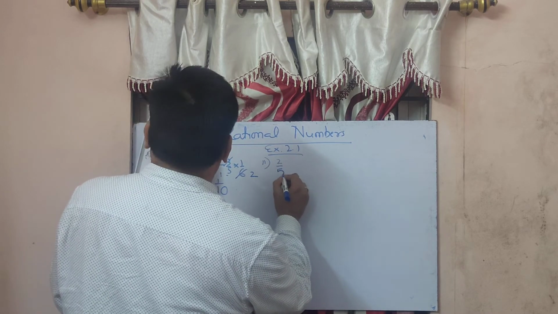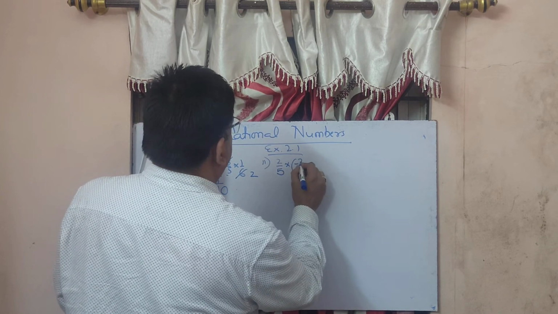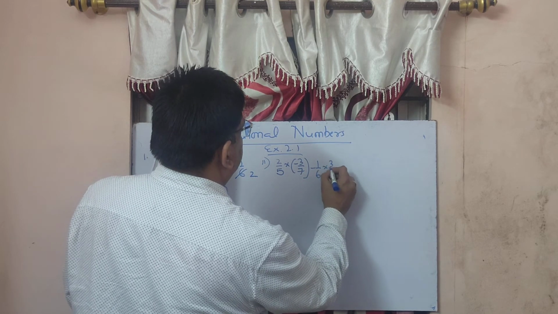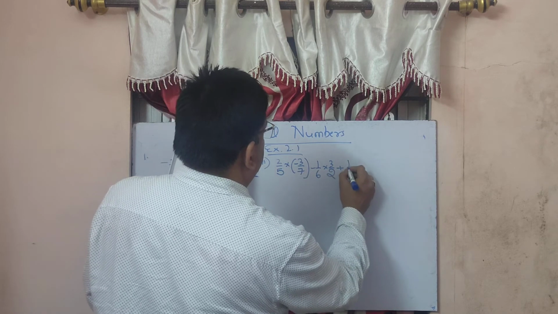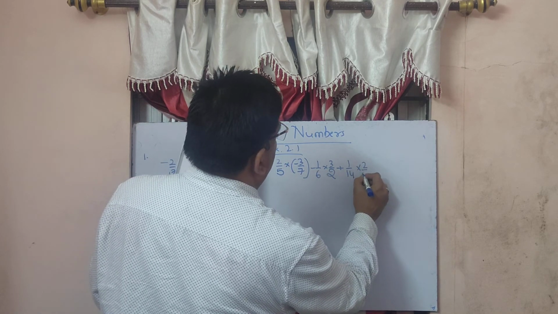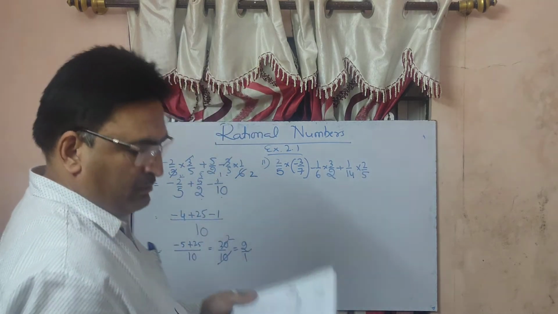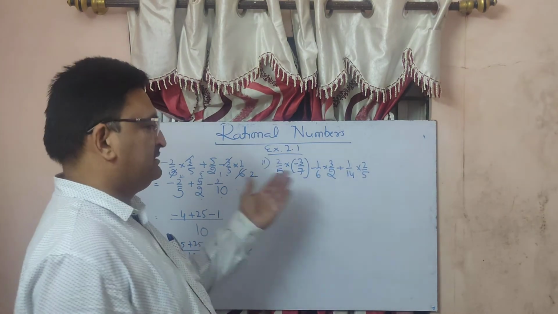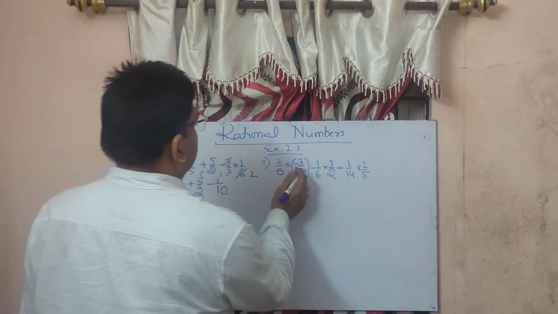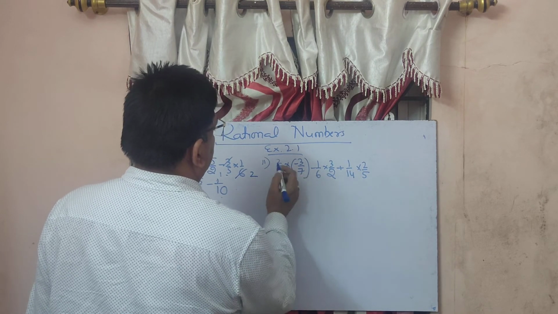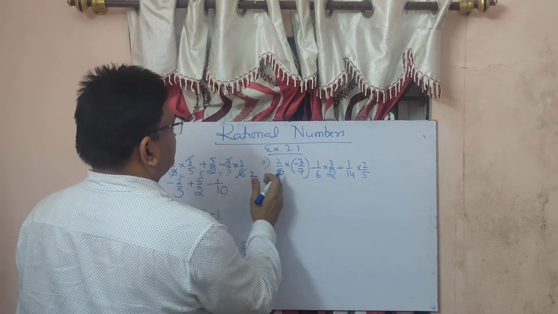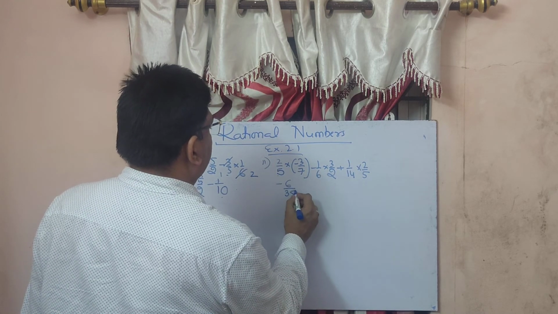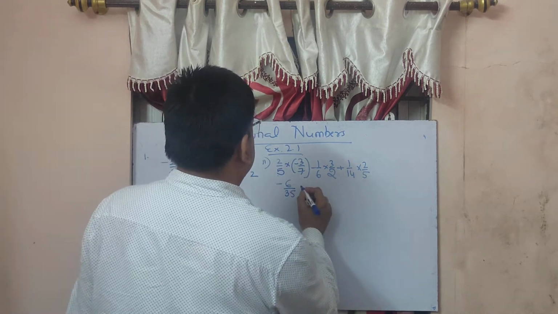2 upon 5 into minus 3 upon 7 minus 1 upon 6 into 3 upon 2 plus 1 upon 14 into 2 upon 5. Now, again same thing, you have to simplify. Let us check. These are the two numbers. If we cannot cancel it, just multiply. 2 3s are 6, 5 7s are 35. Okay now, so write minus here.